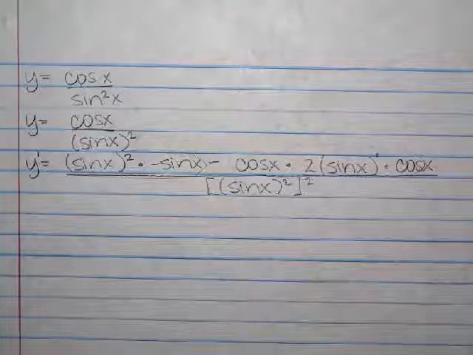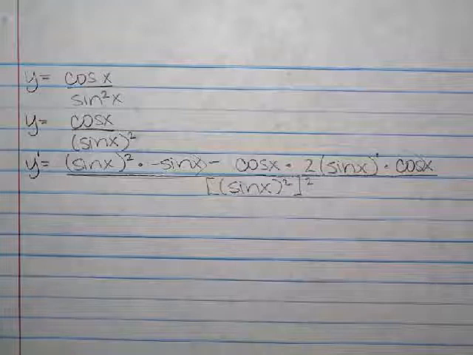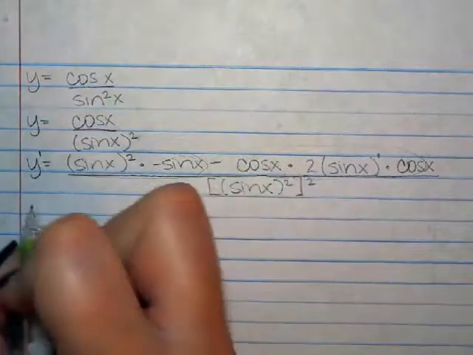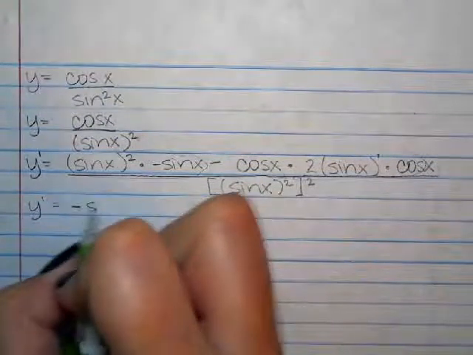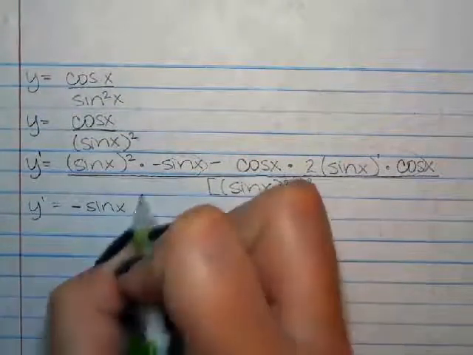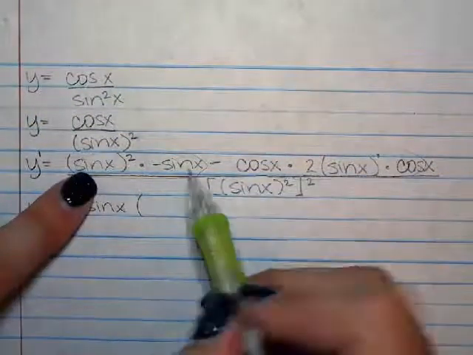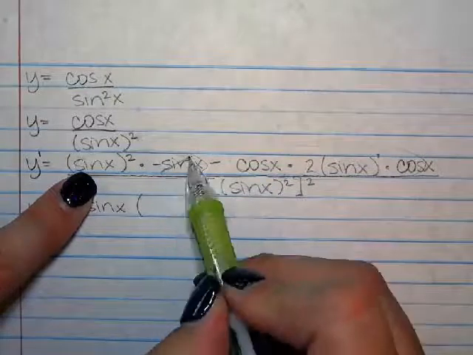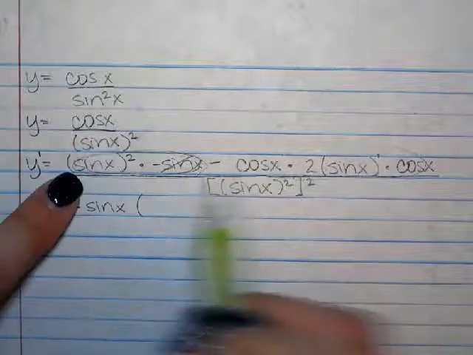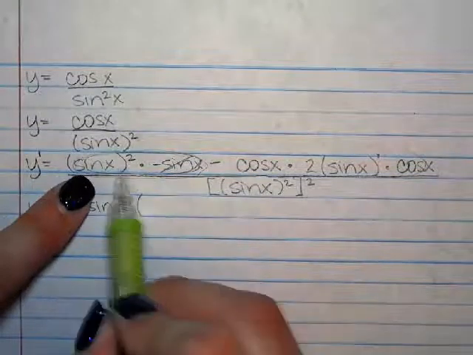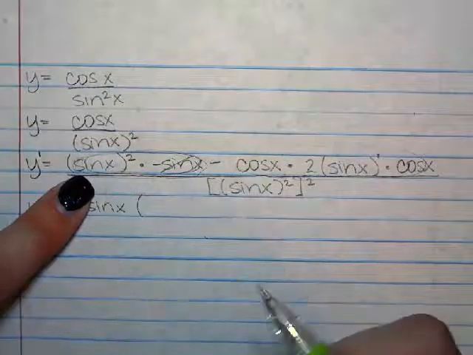Okay, so I'm going to say y prime equals negative sine. So I moved this to the front for this first term. Here was my first term. And I moved this to the front, and that leaves me with the sine squared behind. Do you see what I did? Okay.